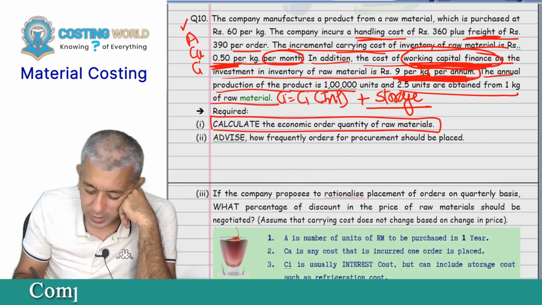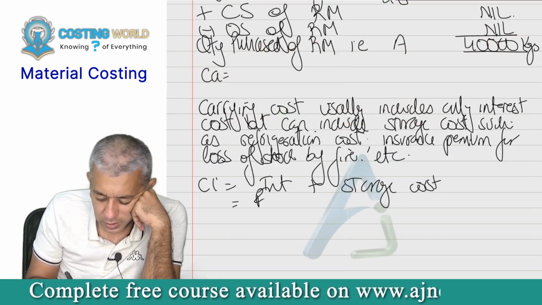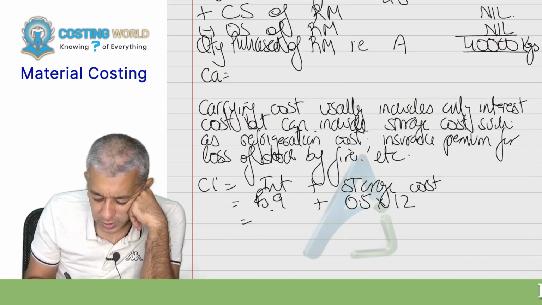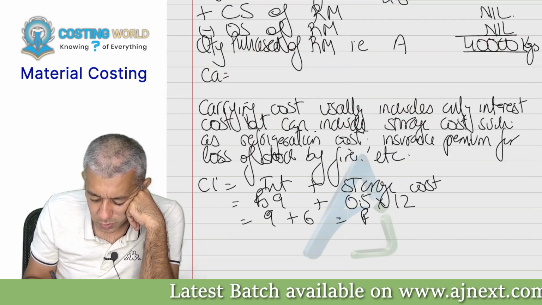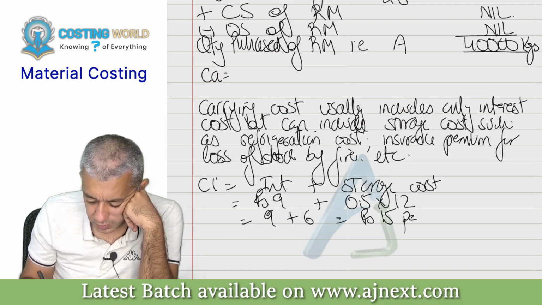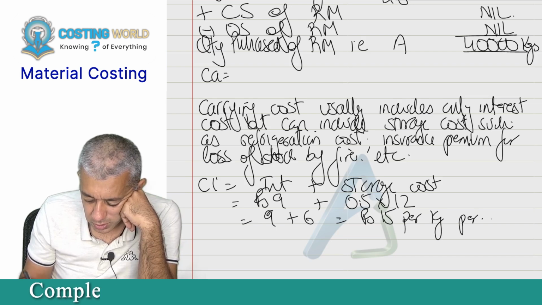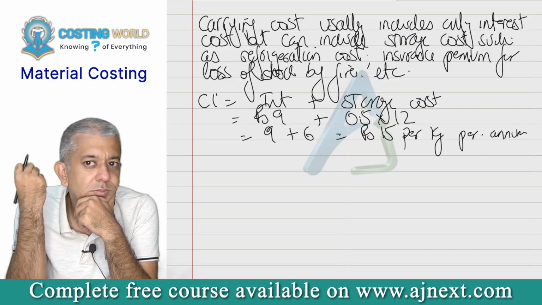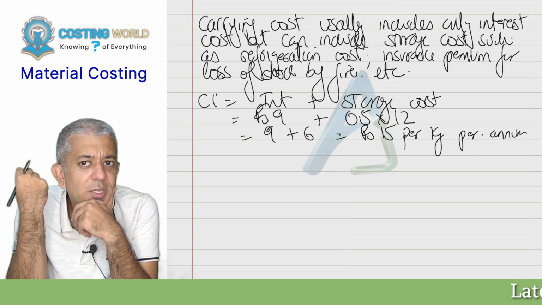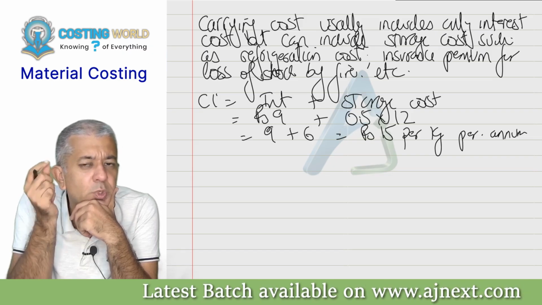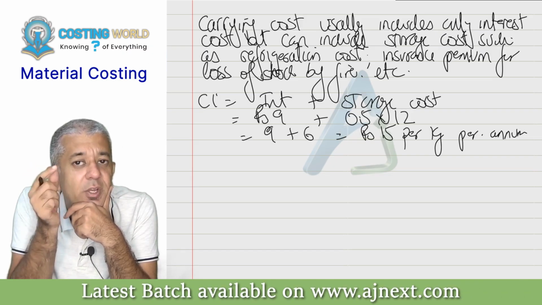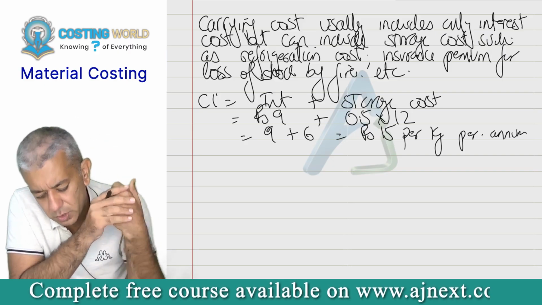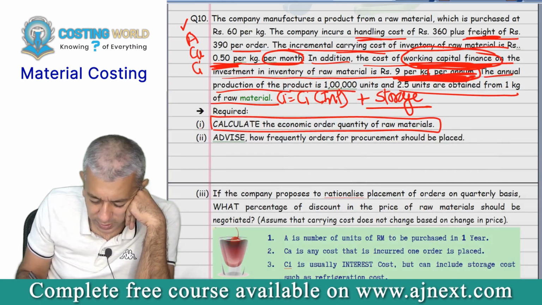Interest cost in this particular case must be this ₹9. That storage cost is 0.5 but that is per month, so into 12. This is 9 plus 6 is equal to ₹15 per kg per annum. So you will not multiply with CPU? Beta, it is already multiplied, no? They have already given to you. Those guys have not given you that rate of interest, no? They have directly given you the carrying cost only, na beta? Okay. My job is altogether done for part first.